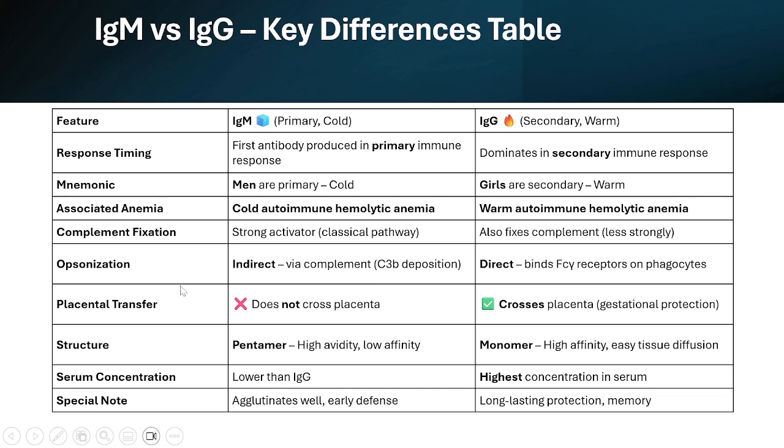And the G stood for greatest concentration in serum, so IgG has the highest concentration in serum, whereas IgM is lower compared to IgG. And a special note, like I already stated, IgM is primarily produced, so we use it for early defense, whereas IgG is secondarily produced, so it plays a role in chronic infection or long lasting protection and memory. So I hope this makes it clear for IgM and IgG.